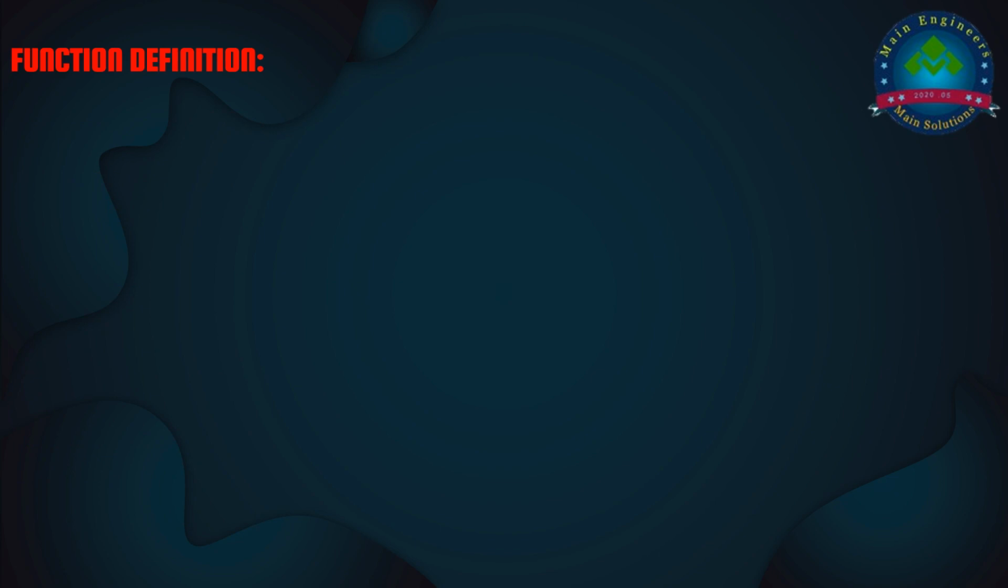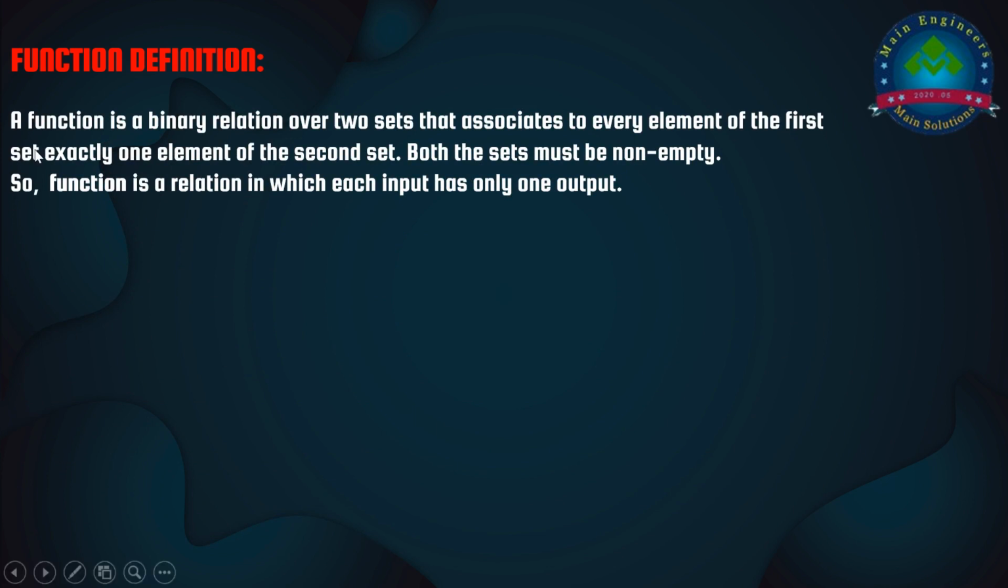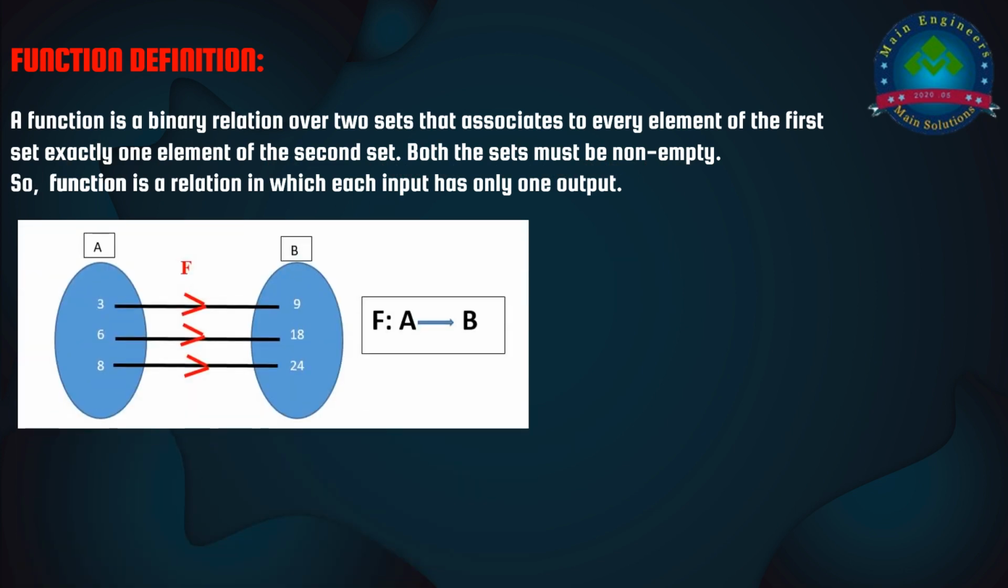So, function definition. As we know, a function is merely a machine which will provide the output for the given input. Let's define the function in a mathematical way. A function is a binary relation over two sets that associates to every element of the first set exactly one element of the second set, and both sets must be non-empty. So a function is a relation in which each input has only one output. Let's give an example to clarify the definition.